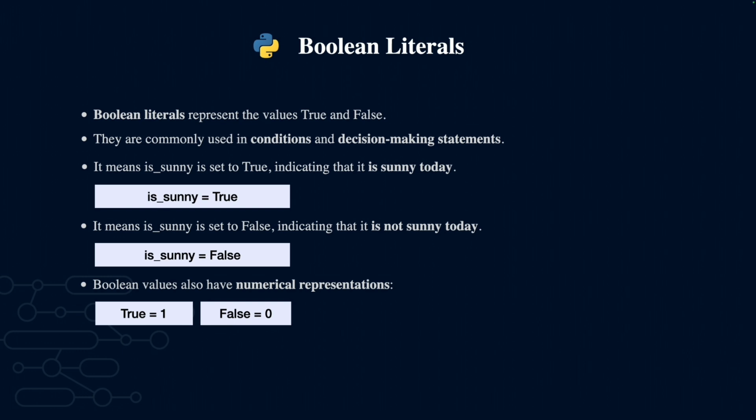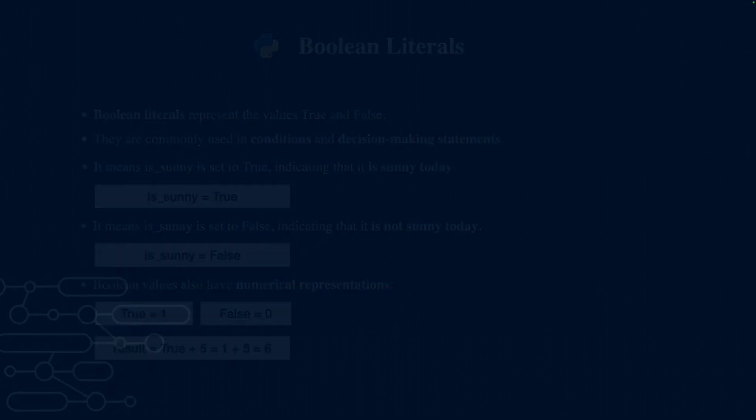In Python, Boolean literals also have numerical values. The numerical value of True is 1 and that of False is 0. This is important because sometimes we can use Boolean values in mathematical calculations as well. For example, if we write result = True + 5, then Python will understand that the value of True is 1, and after calculation, it will return result as 6. So now Boolean literals are clear, right? Their use is in both conditions and calculations.